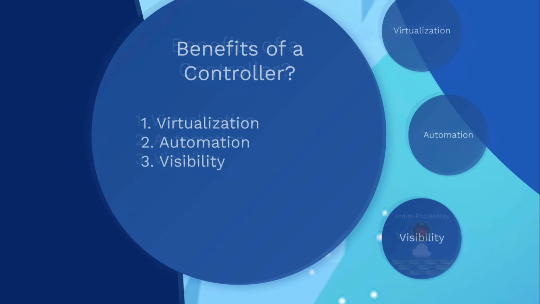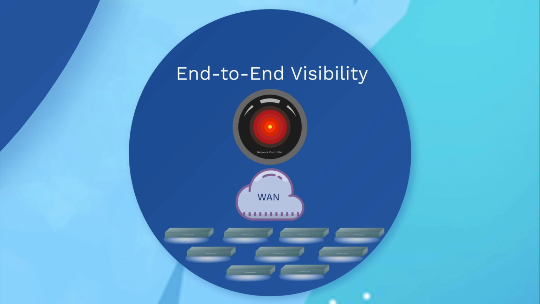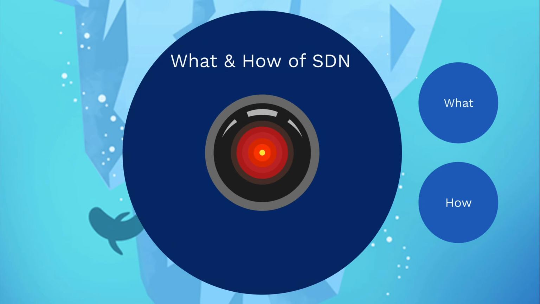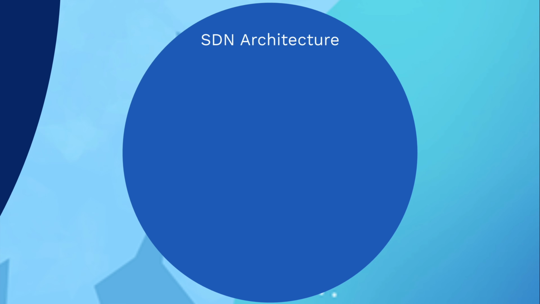And last but not least, visibility. We get end-to-end visibility now because we have a single network controller. This central intelligence gives us the ability to look at the entire network and manage it, right? So we can configure, we can manage, we can monitor, do all those things. It's very, very powerful. And with that, now let's look into SDN architecture.